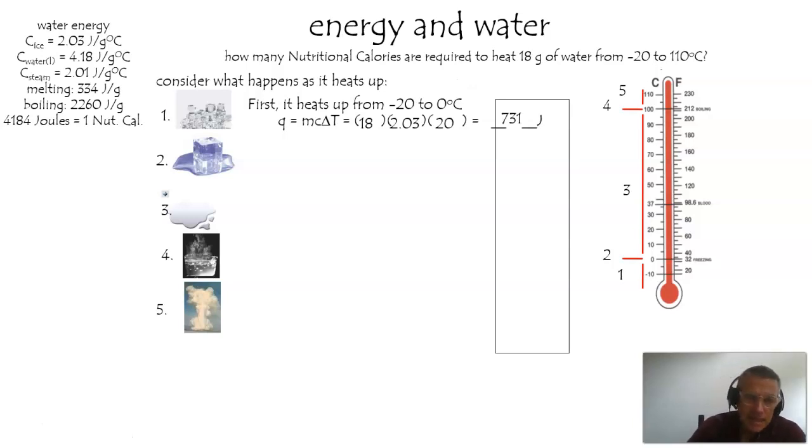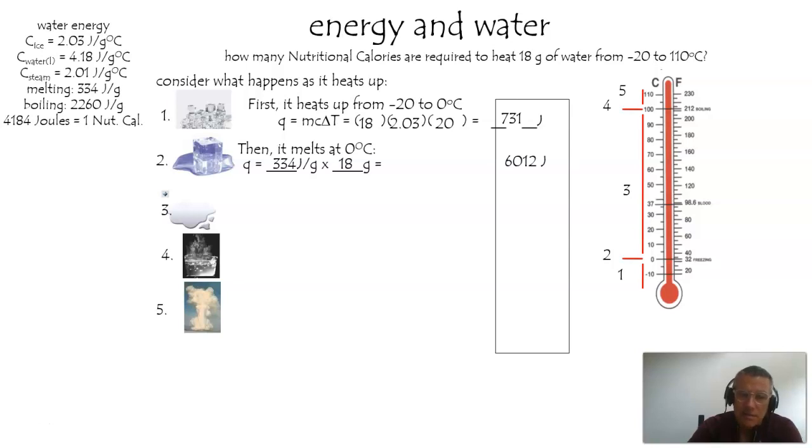Now we've got to take that liquid water and bring it all the way up to 100 degrees. No. We've got ice that's ready to melt. So let's melt it. Takes 334 joules per gram, and we've got 18 grams. It's going to take us 6,000 joules to melt that ice.